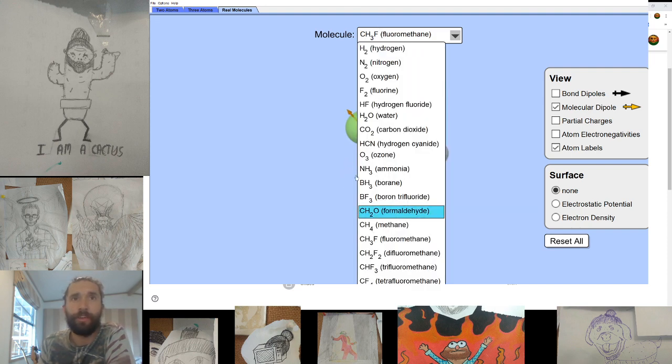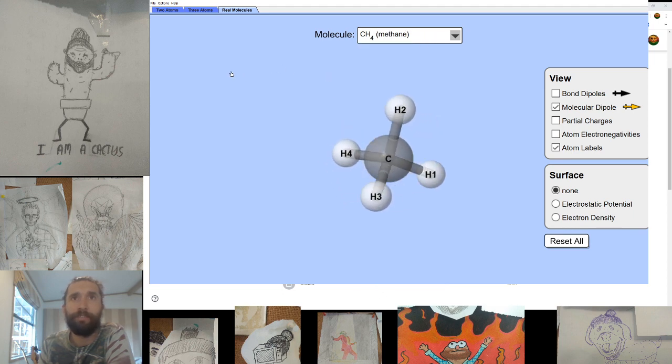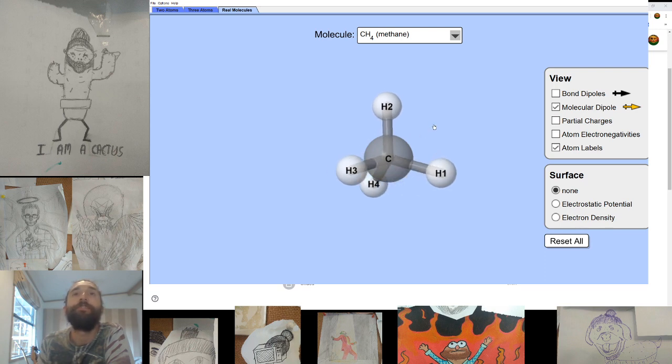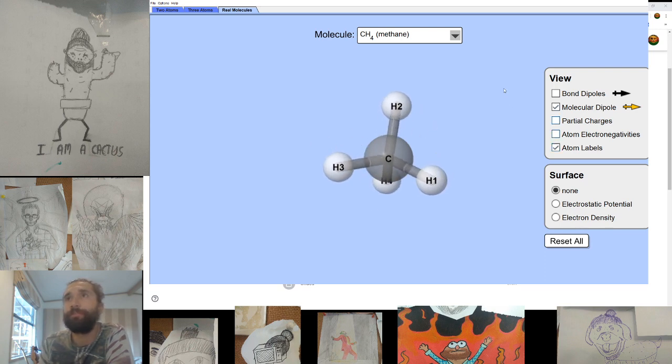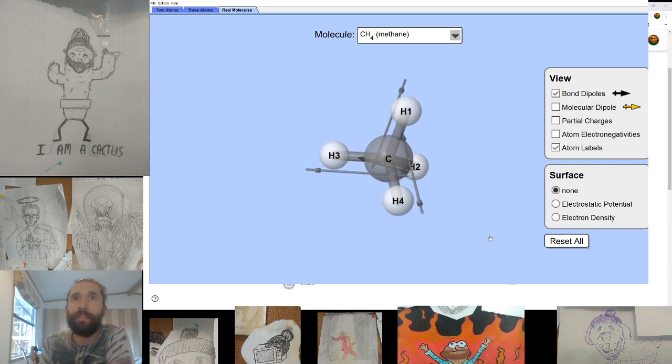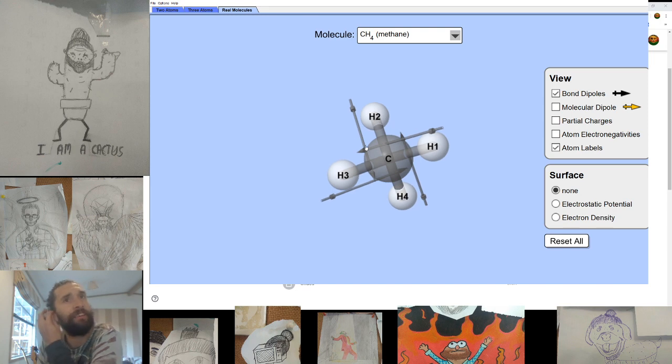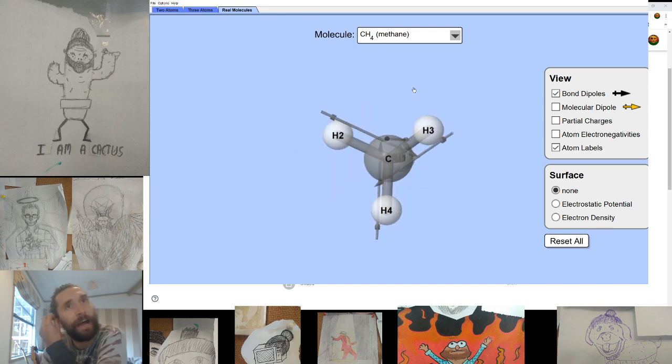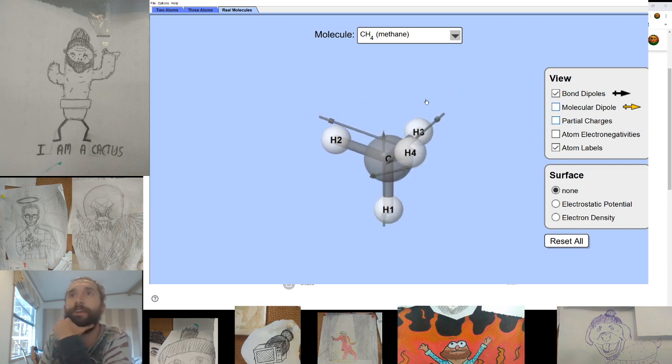Let's find a harder one. We'll do this one first. Methane. Methane is tetrahedral shaped. The 4 bonds, carbon-hydrogen, they are definitely polar bonds. The bonds are polar because carbon and hydrogen have different electronegativities. But because all of the bonds are the same and they are arranged symmetrically around the carbon atom, they all cancel each other out. And if I look at the molecular dipole, it doesn't show up.